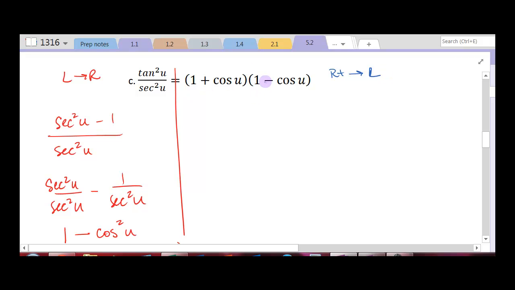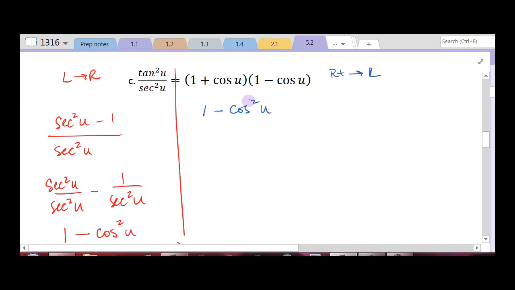Maybe I look at this and I say, what if I FOIL these two terms together? I get 1 minus cosine squared u. Okay, I'm thinking that I might want to use a Pythagorean identity here. So if I did that, I would end up with 1 minus cosine squared u is sine squared u. And now I've got to try to turn sine into tangent and secant. And I can't relate sine to secant very well, so maybe I don't want to do that right off the bat. So I'm going to get rid of sine squared u.